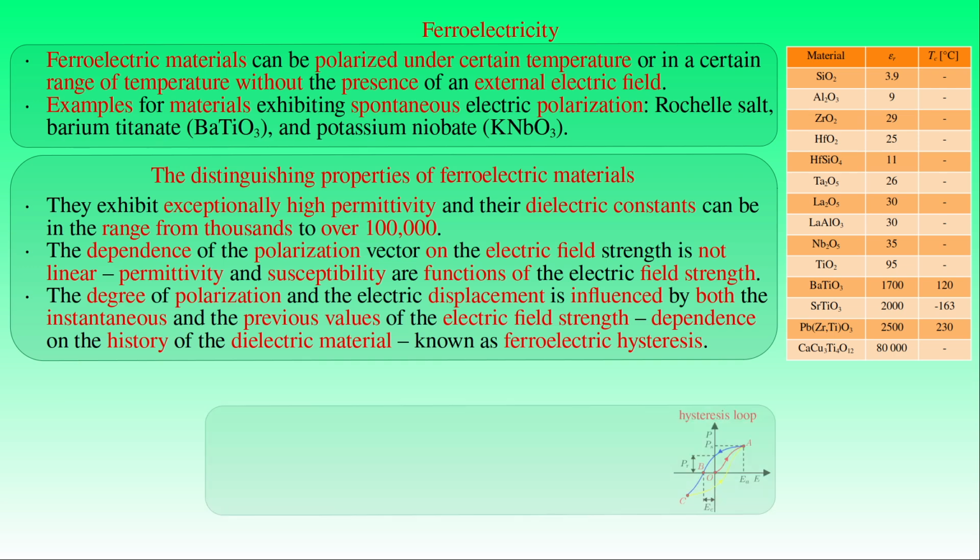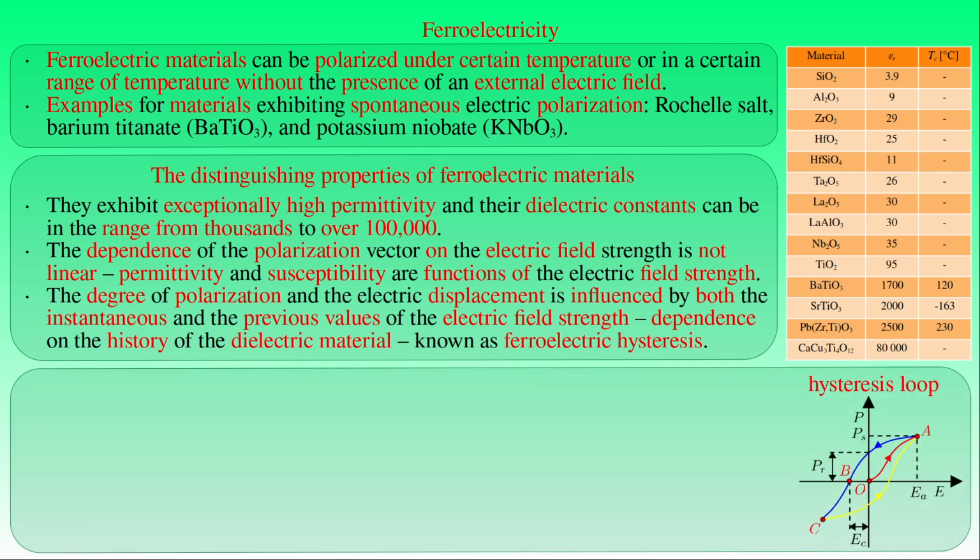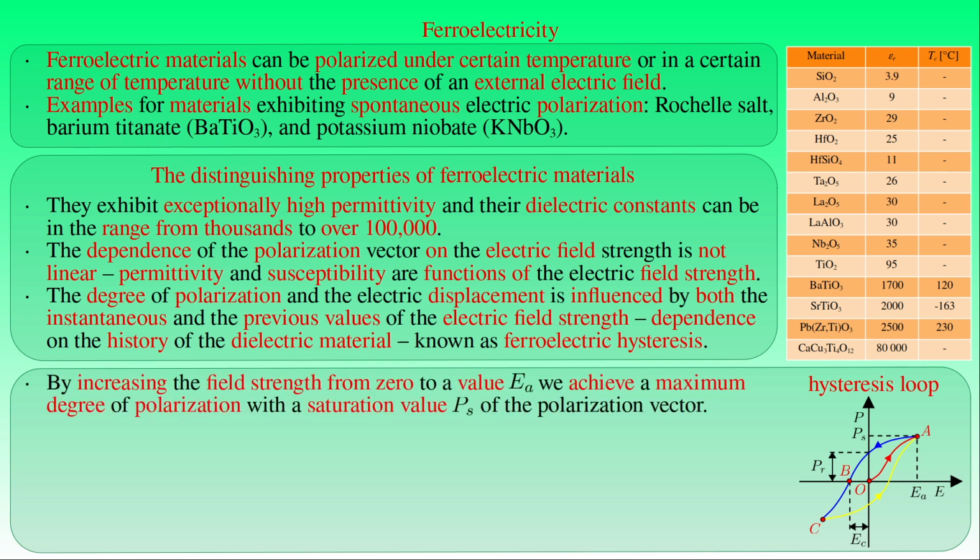The plot describes the dependence of the magnitude of the electric polarization vector P of a ferroelectric material on the magnitude of the electric field strength E applied to the material. It shows the lag of the polarization behind the electric field, forming a hysteresis loop in the P versus E diagram. The red curve in the plot depicts the behavior of ferroelectric materials when we increase the magnitude of the field strength from 0 at the origin O to the value EA, achieving a maximum value of polarization at the point A in the plot. PS is the saturation value of the polarization of the material at the point A.